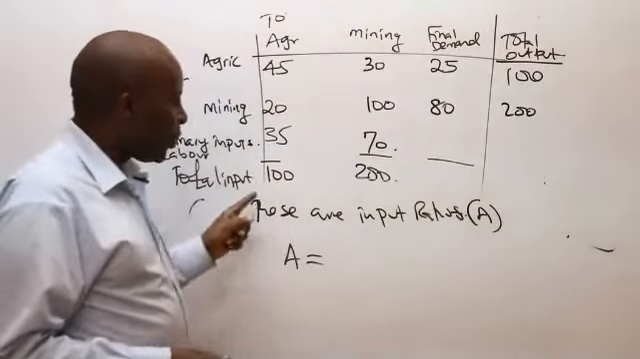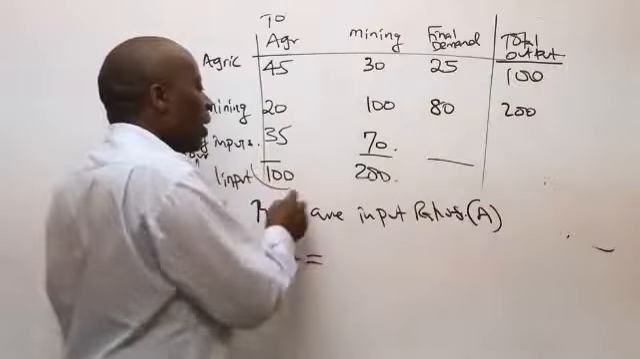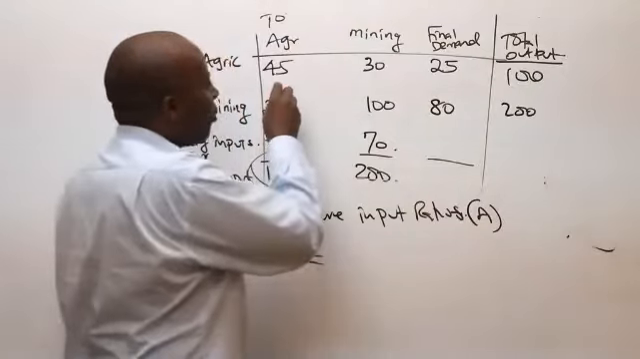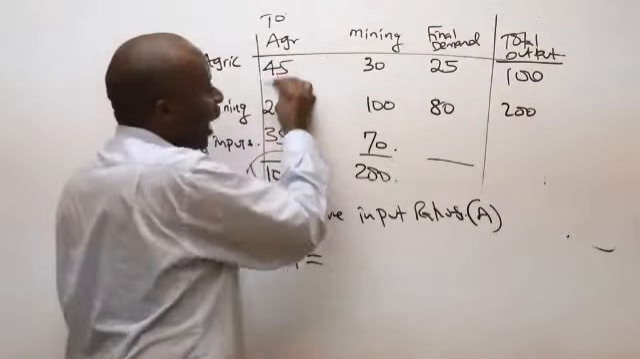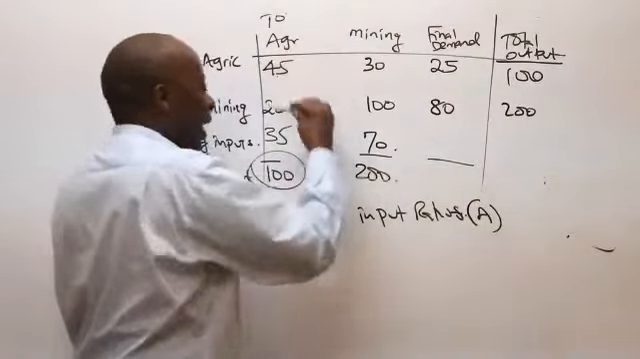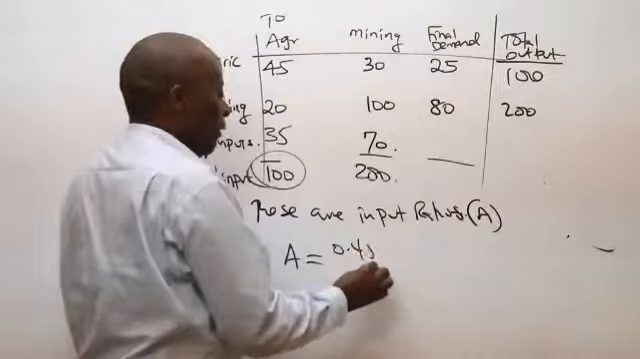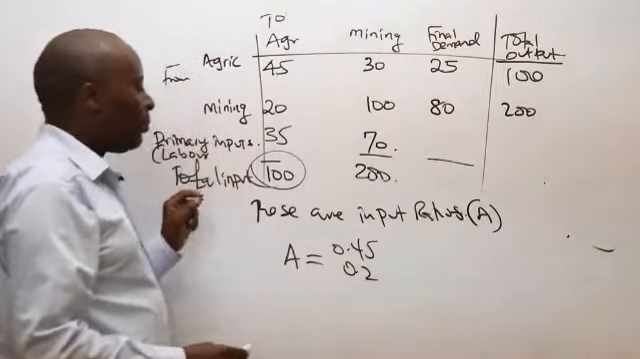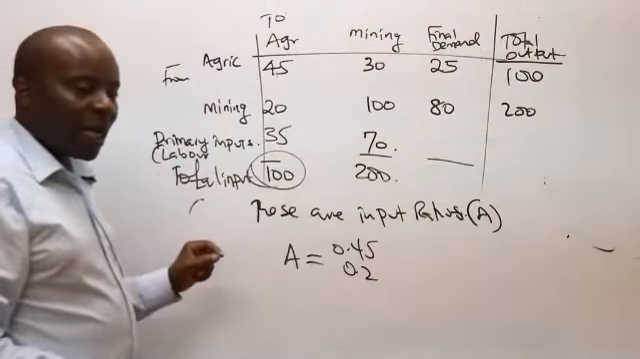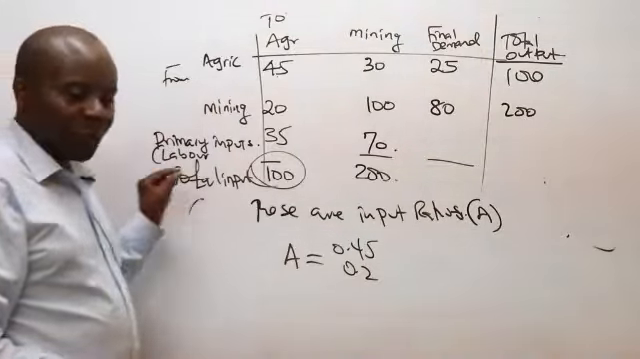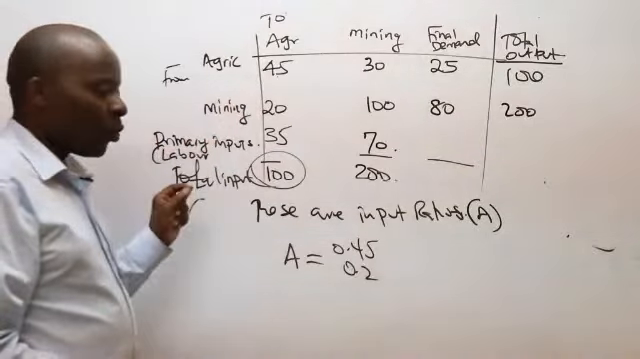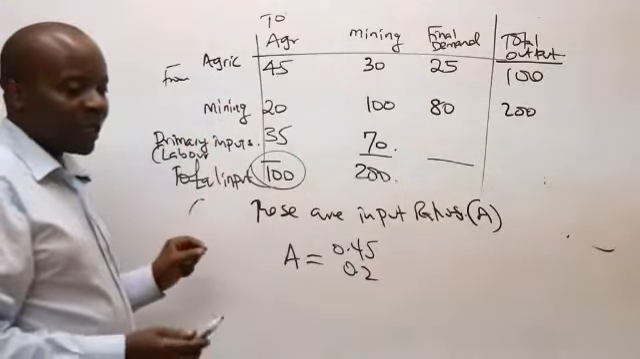So the input is a benchmark. So here we normally go down. Like now here we'll talk of 45. So the input ratios of agriculture will be 0.45, this will be 0.2. Remember, in input ratios, we only capture information about sectors. We can't have an input ratio of the primary inputs. So it is only between sectors alone.